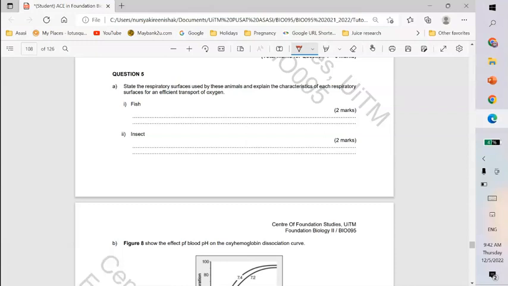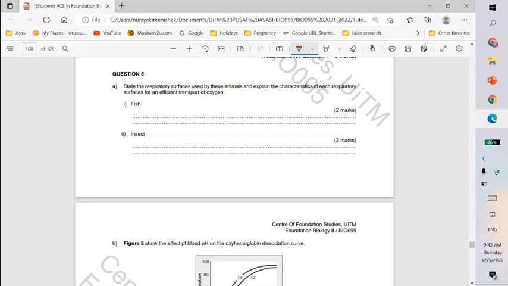Nurin Nadra. B1, please. Is Nurin there? Nurul Izzatul, please. For insects, air enters the tracheal tubes to... Insects, we have already covered. Fish and insects. Oh, really?